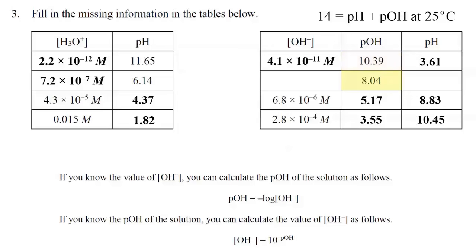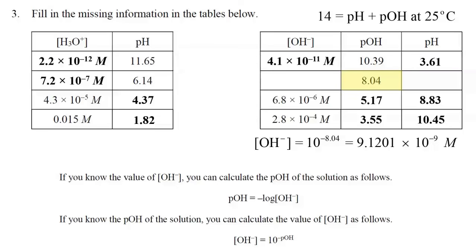Now I see a pOH value of 8.04. That means that the concentration of hydroxide would equal 10 to the minus 8.04, and I get 9.1201 times 10 to the negative 9 moles per liter. Since 8.04 as a pOH value has 2 significant digits, I will round off my concentration of hydroxide to 2 significant digits.